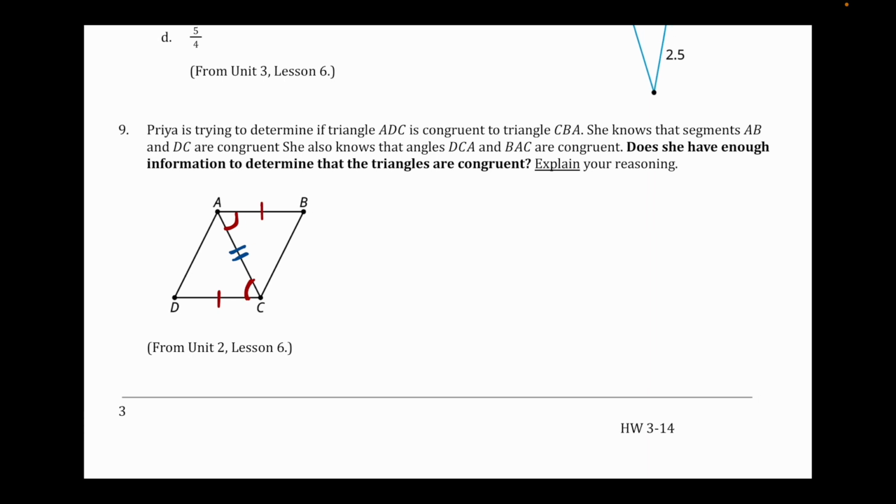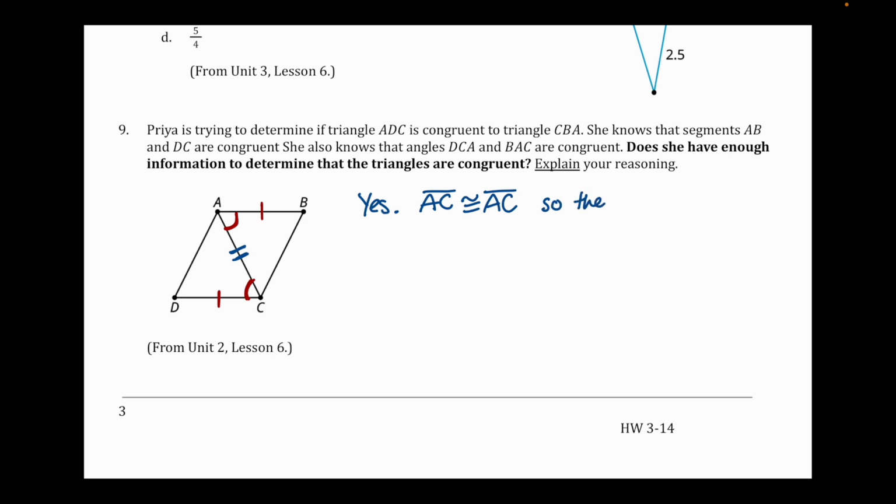So that means for triangle DCA here, I have a side, an angle, and a side. And for my other triangle, I have side, angle, and then that same side is counted for both triangles. So we do actually have side, angle, side congruence. So I'm going to say yes. Segment AC is congruent to segment AC.